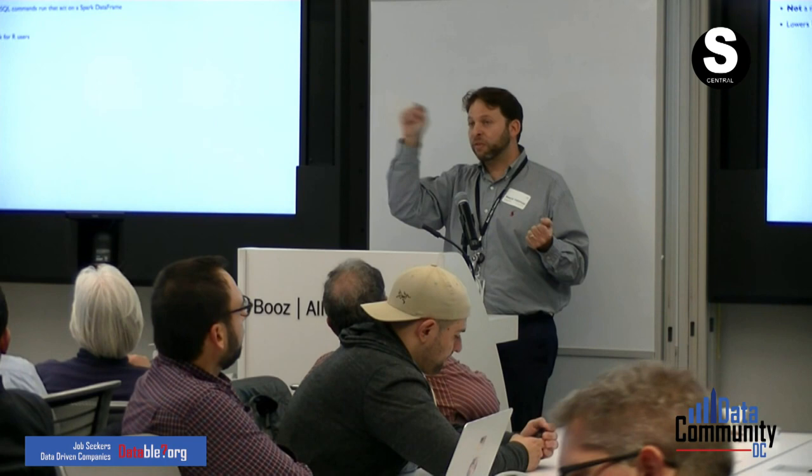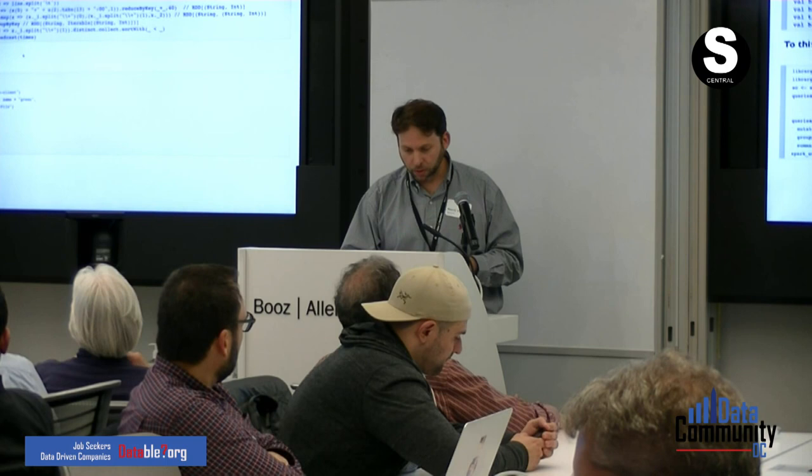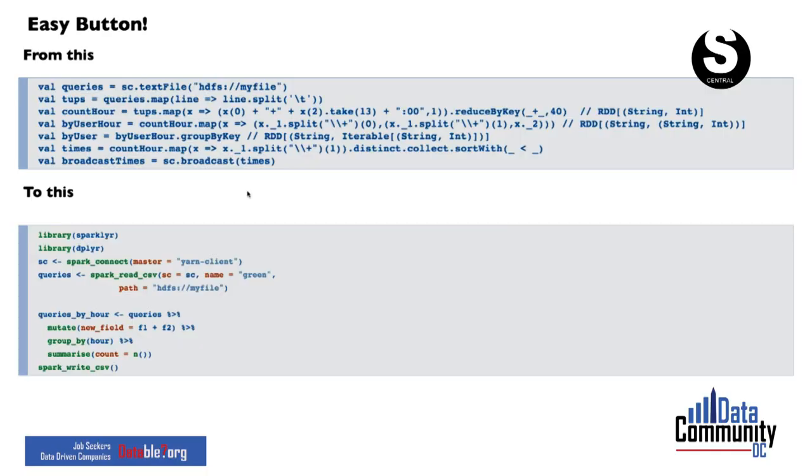Group by takes something and splits it by key, and then summarize collapses it to a single row, whether it's a mean, a sum, any operation that collapses a group of records into a single row. These are very natural data processing commands, and what dplyr allows you to do is use these commands in a pipe fashion. So I'll use this as an example, but the easy button.